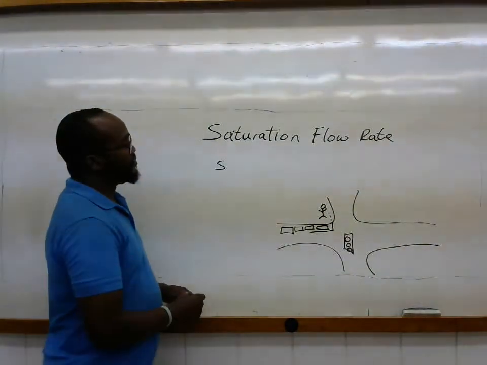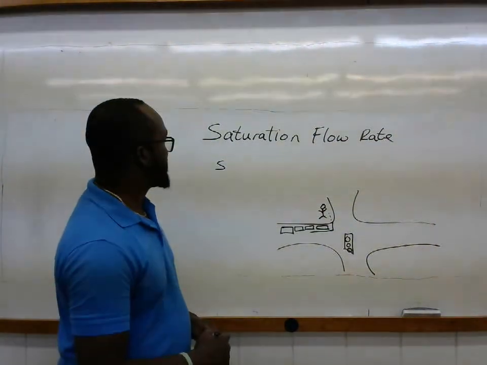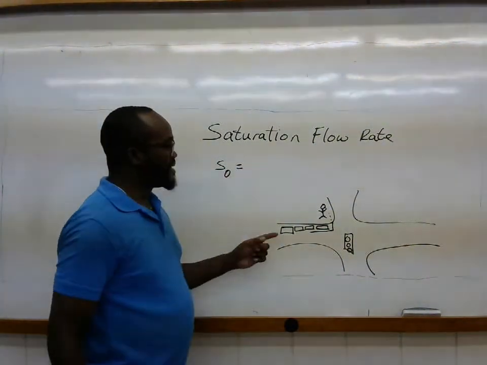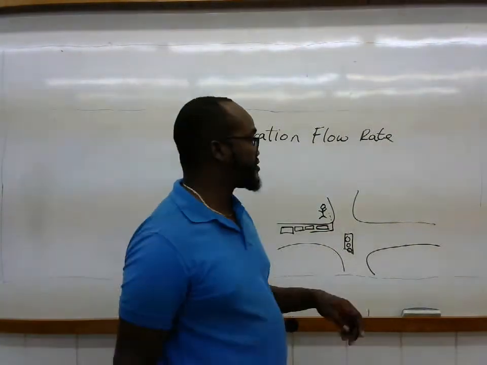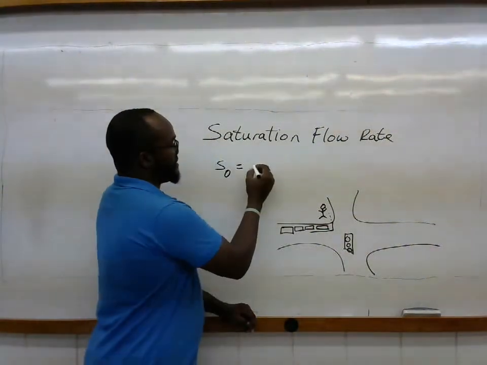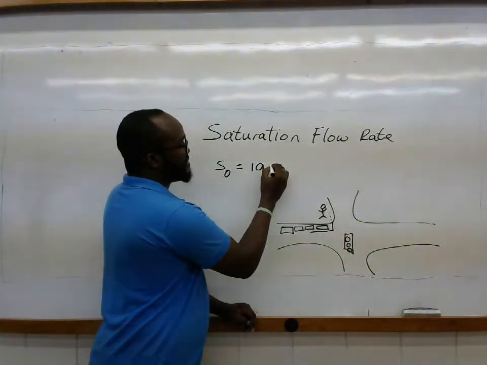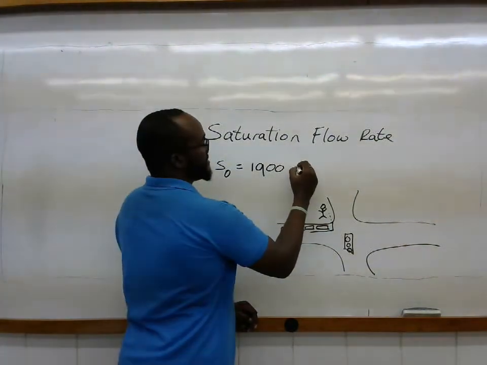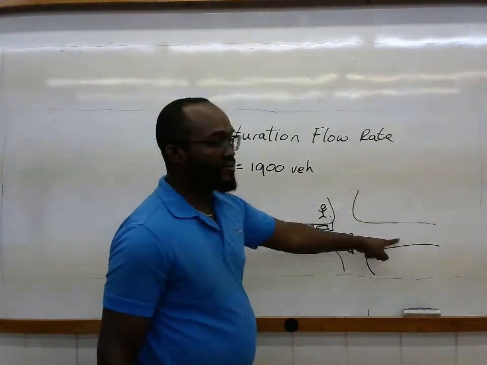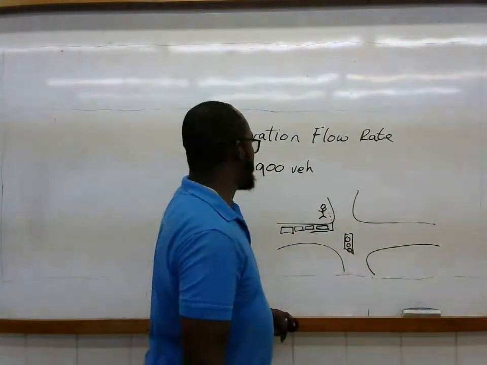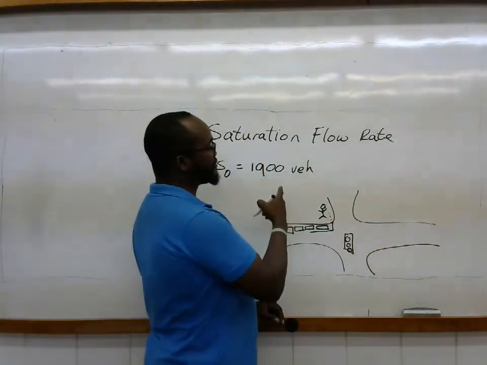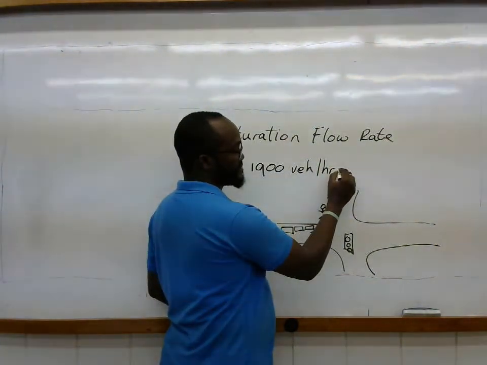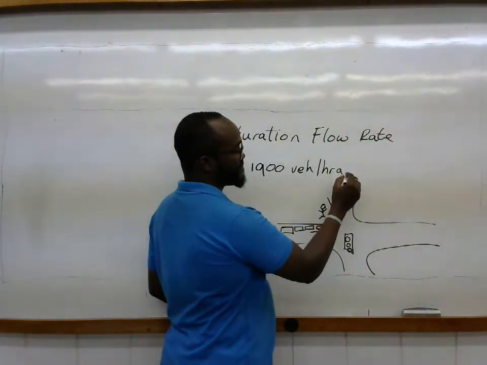Right? Now, why is the saturation flow rate important? Well, theoretically, S naught, based on geometrics and models, etc., is estimated on an arterial to be 1900 vehicles that can flow through an intersection uninterrupted. More specifically, saturation flow is represented by vehicles per hour of green time per lane.